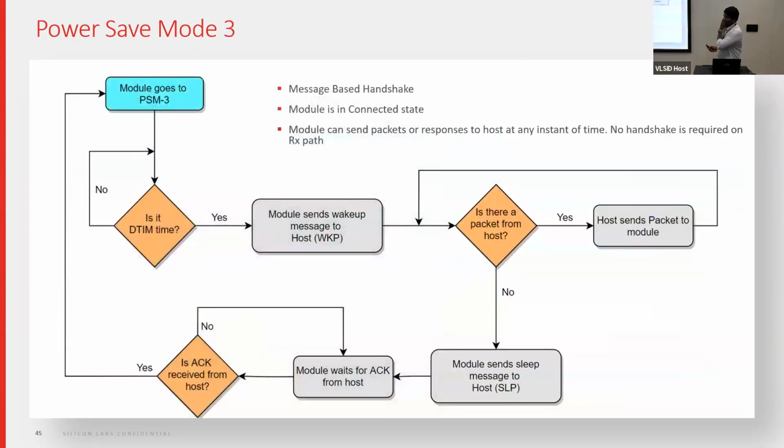So now coming to power save mode 3. This power save mode uses a message-based handshake, and the module will be in the connected state. So this power save mode, as I mentioned, 1, 2, 3, will be given in the connected state, and the module can send the packets or the responses to host at any instance of time, and no handshake will be there in the receiver part.